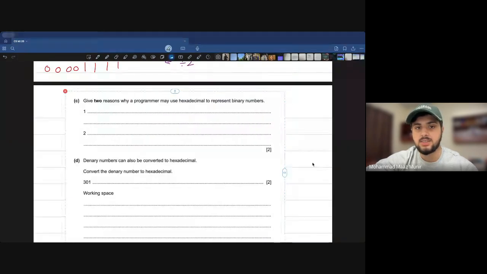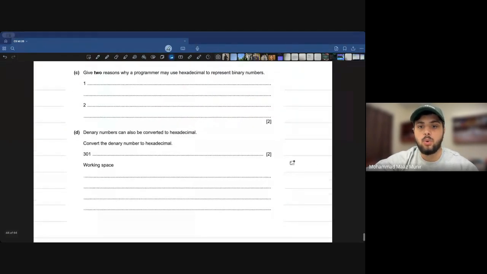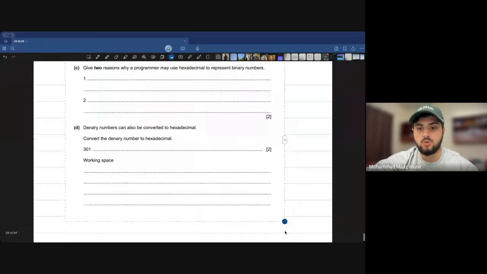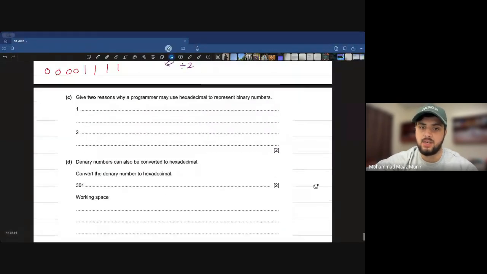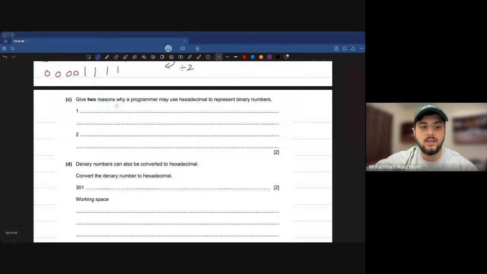And it's asking us, why does a programmer use hexadecimal to represent binary numbers? When we discussed binary numbers and hexadecimal numbers earlier, we did a pretty comprehensive discussion on why hexadecimal figures might be used by a programmer. We discussed the benefits, remember? So now this question is just asking us to list those benefits.